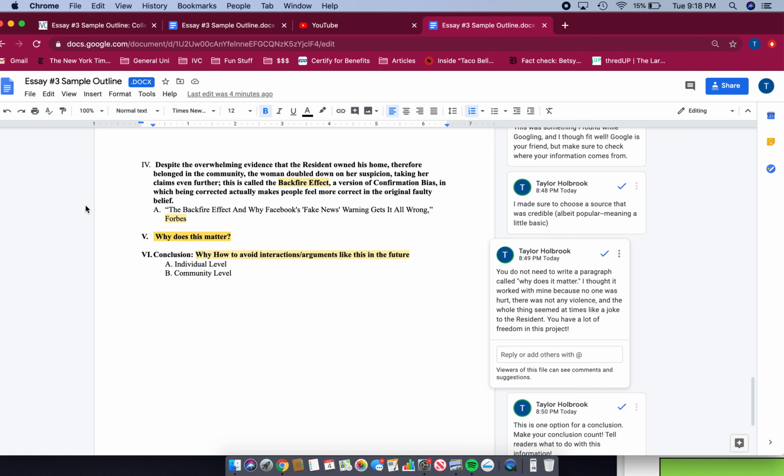I ended up adding this paragraph, why does it matter? It's not necessary. I just thought, well, the guy was laughing while it was happening. He didn't get hurt. The cops didn't show up. It was a pretty seemingly neutral video. And so it could easily be written off to say, all right, so what? It was just a mistake and she was crazy. So I wanted to add a paragraph about why I thought this mattered in the big picture.